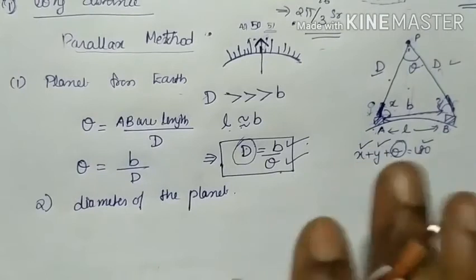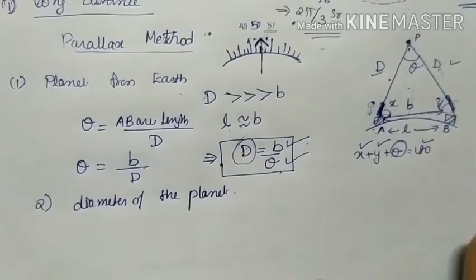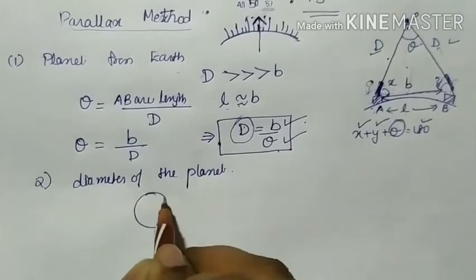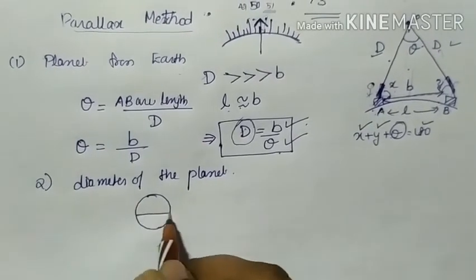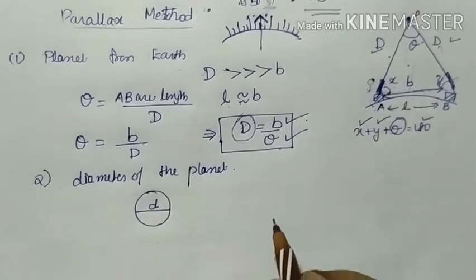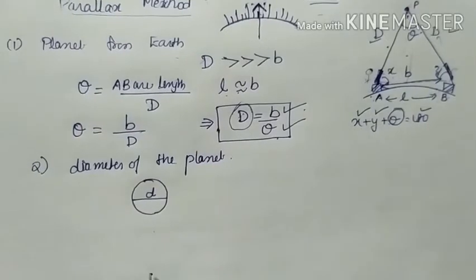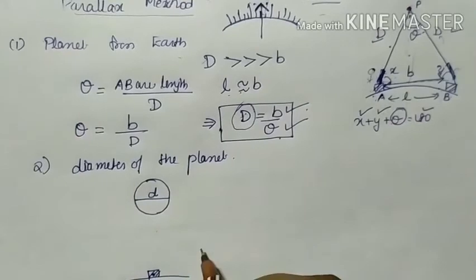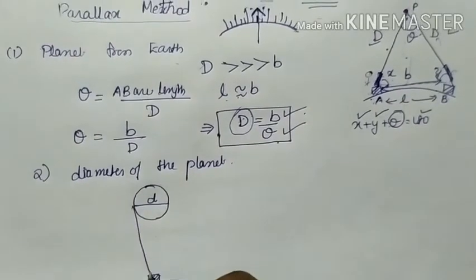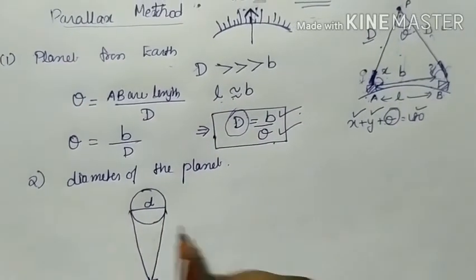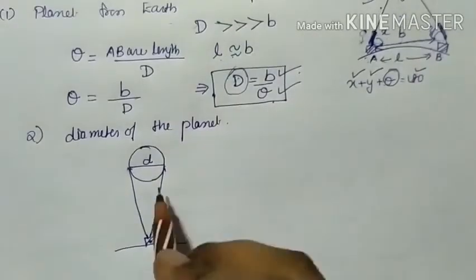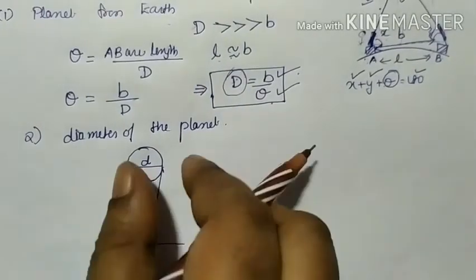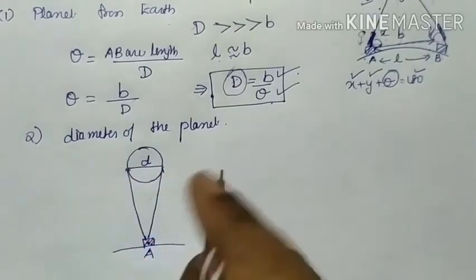Okay, I am going to find the diameter of the planet. Now how would I find it? Say this is our planet, with diameter d, and this is our Earth surface. Say this is our surface observatory, and I am going to look at the two edges of the planet from an observatory. Say this is A. I want to measure the diameter of this planet.